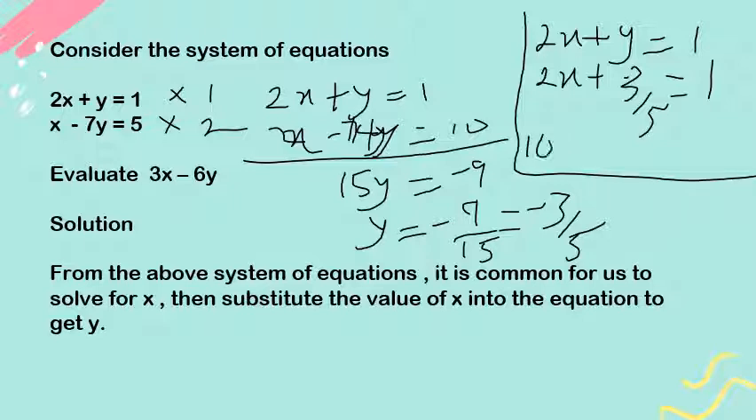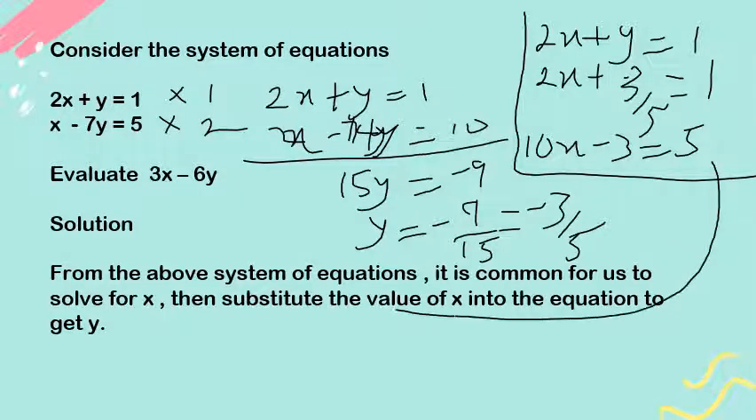So I'm going to get 10x minus 3 is equal to 5. Of course, you know I'm getting minus 3 because if I multiply minus 3 over 5 times 5, the 5s will divide themselves and that will amount to 1. So I have 10x minus 3 is equal to 5. Okay, now I'm going to carry this over to this side.